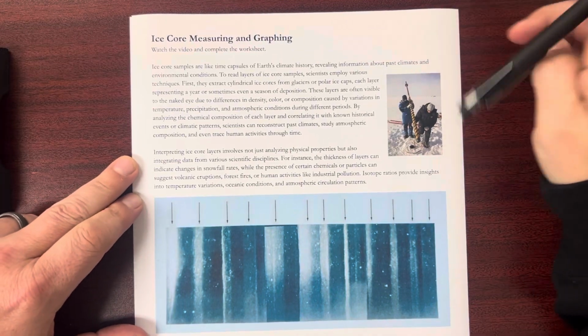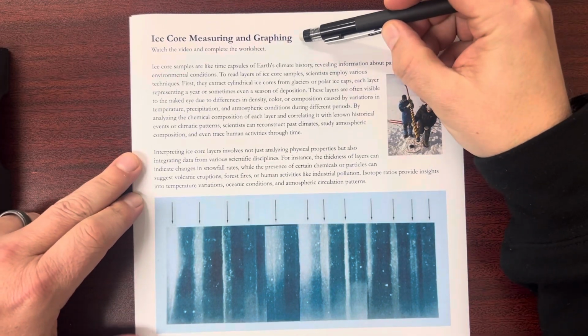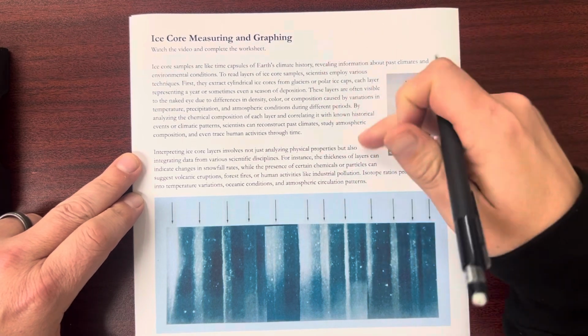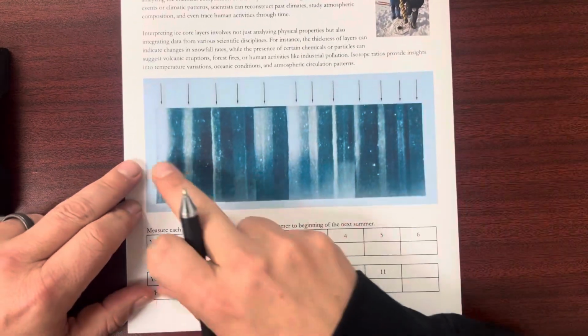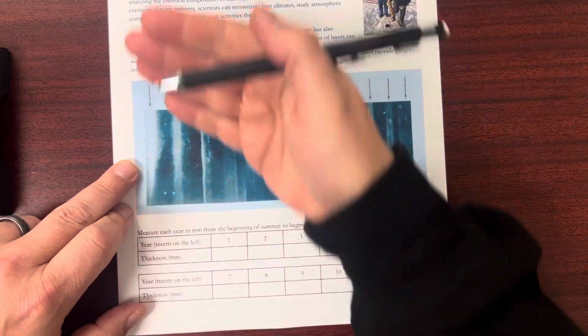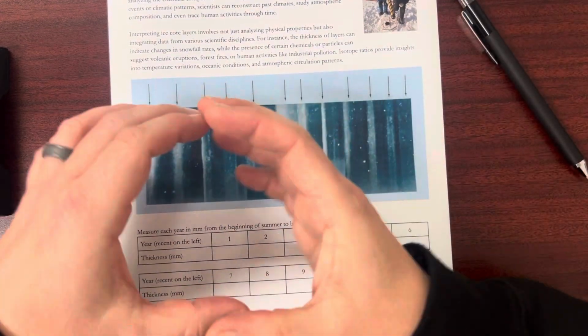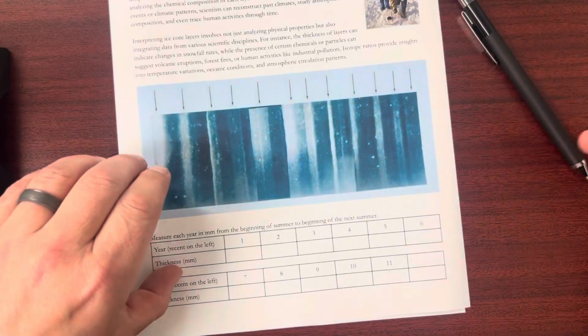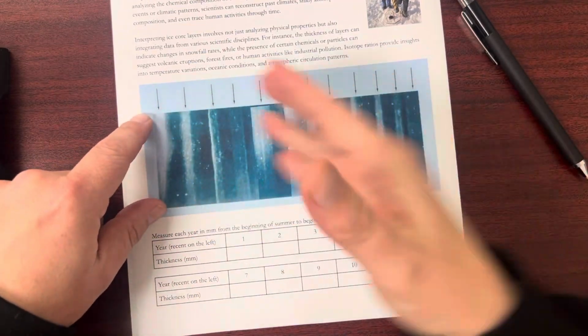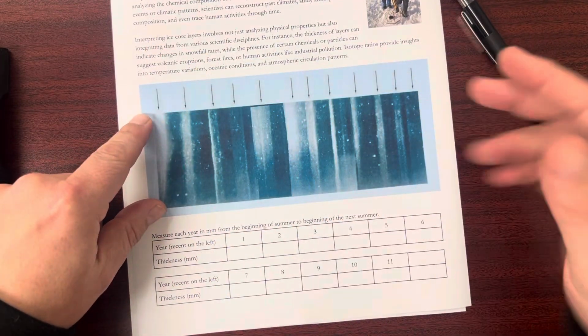Hello, today I'm going to be going over ice core measuring and graphing. Talks a little bit about it here, and then we have a little sample of a cross section of an ice core. So this is if you had taken one of the cylinders and cut down the middle of the cylinder, opened it up. These are the different layers.